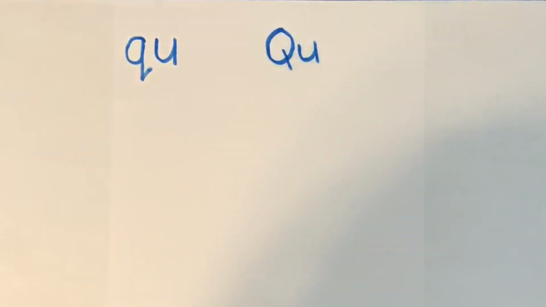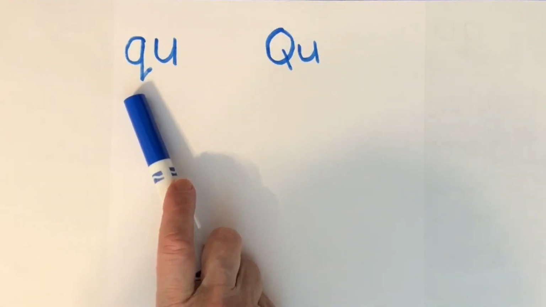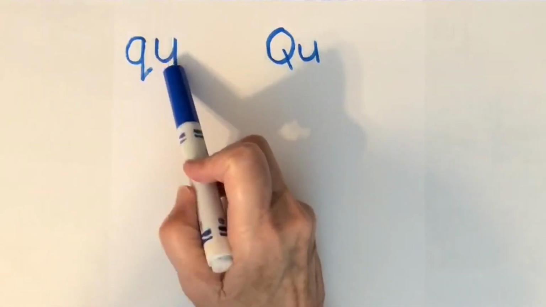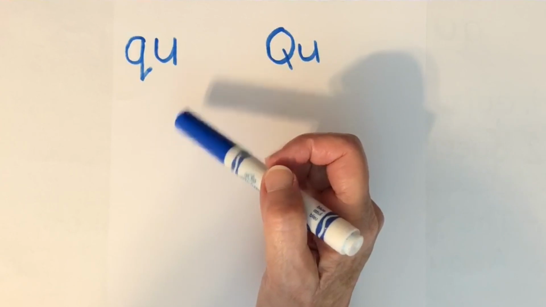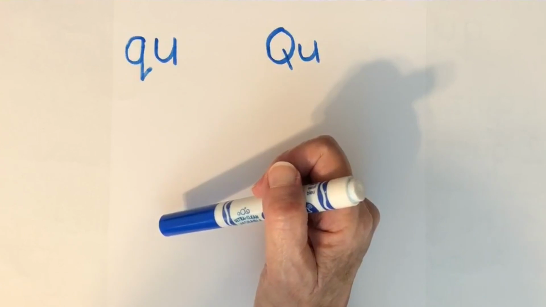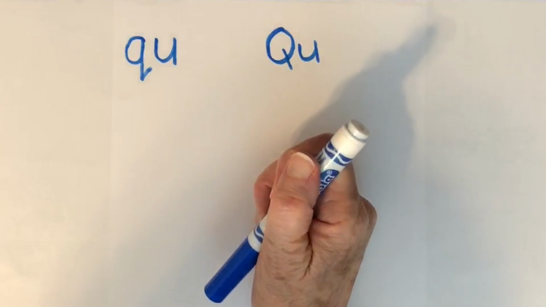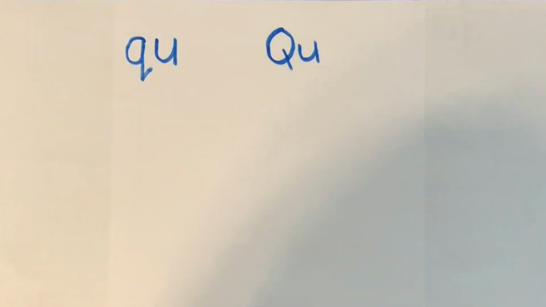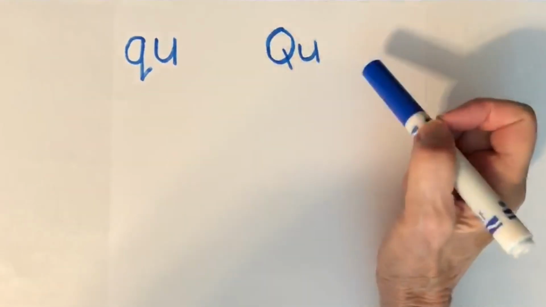Before we do the word lines, I want to talk about how the letter Q in our language of English almost always has a U after it. There are only probably a handful of words that don't have a U after the Q, and those aren't words that you would probably ever use. Most of them come from other languages. So when we use a Q, we always put a U after it.